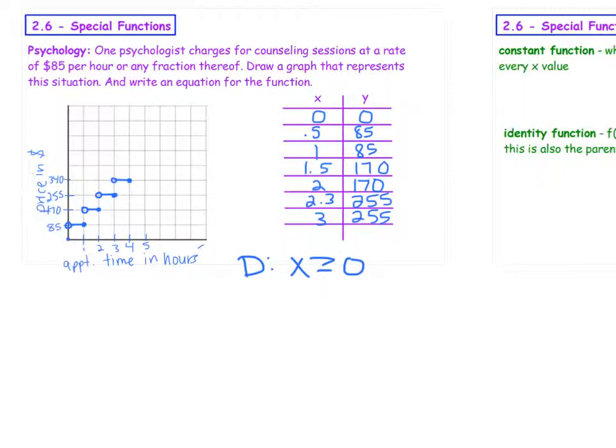And of course, there's going to be an ending point somewhere because he's only going to be willing to spend so much time with you. He's not going to spend 12 hours with you. But we don't know what that cutoff is. We're just going to leave it like that. And then the range is multiples of 85. You can't spend anything but a multiple of 85 since he charges you for a full hour for even a fraction of an hour. So that would be the range for the psychologist problem.